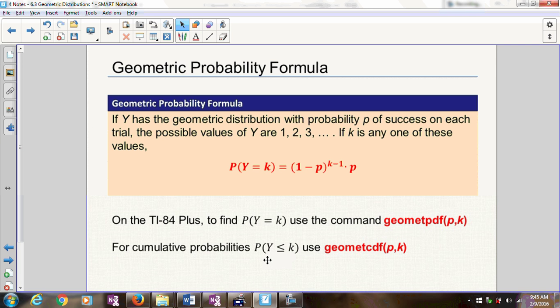So if I'm trying to find the probability that y is less than or equal to k, I'd use the geometric CDF. Again, I'd put my p-value in first, and then my upper limit, which is k. If I was trying to figure out the probability that y is greater than k, then I would just take the complement of that like we did with the binomial.